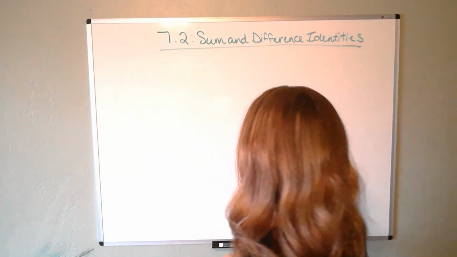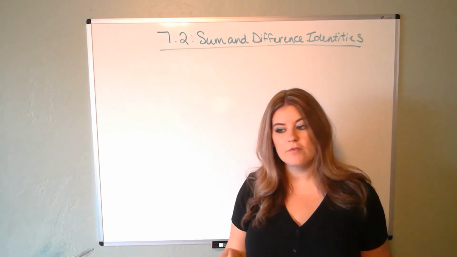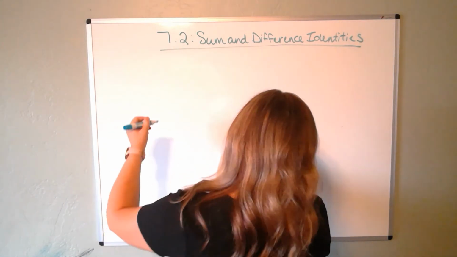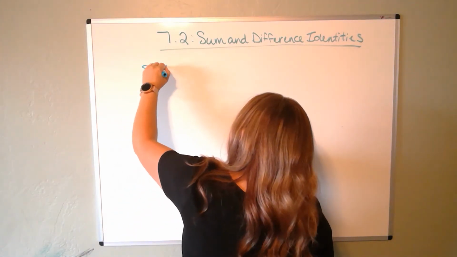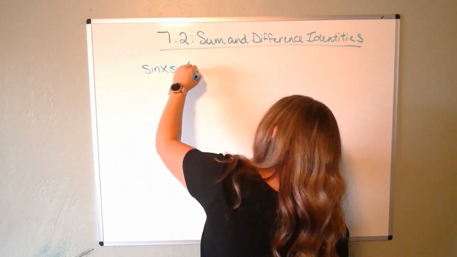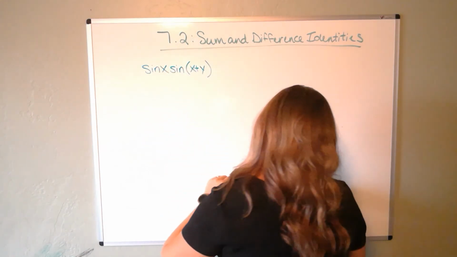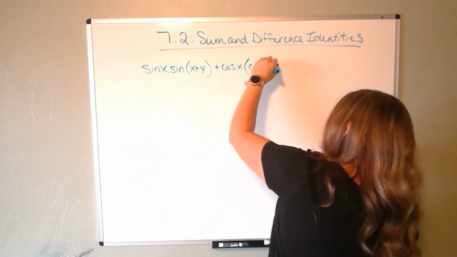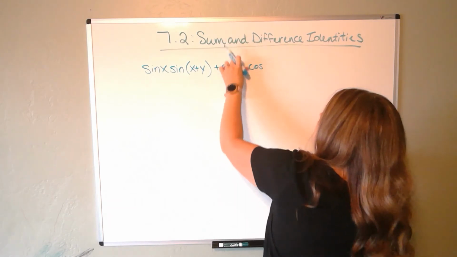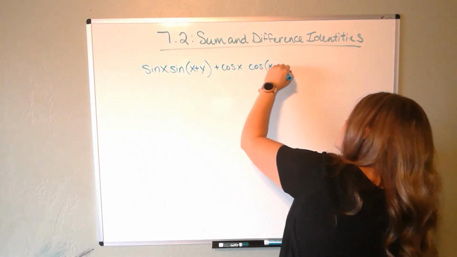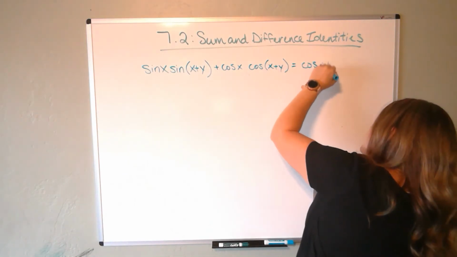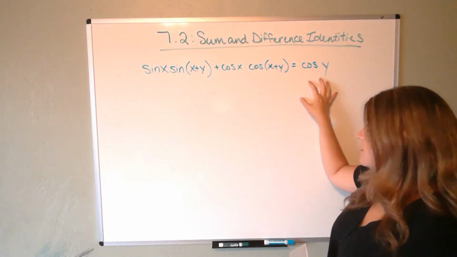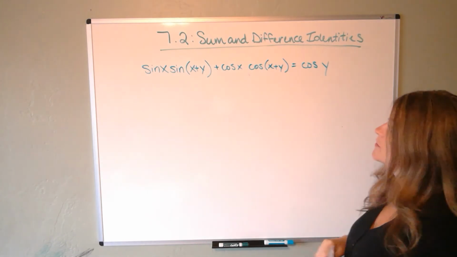So in this example, I'm going to use my identities, again, not to solve and get a number, but just to simplify or to prove something is true. So here's what I have to prove on this one. I have sine x times sine of x plus y plus cosine x times cosine of x plus y, which should somehow equal cosine y. Sorry, I put the parenthesis in the wrong place. So this is a lot. Let's find out how we can get it down to just this one term, cosine y.